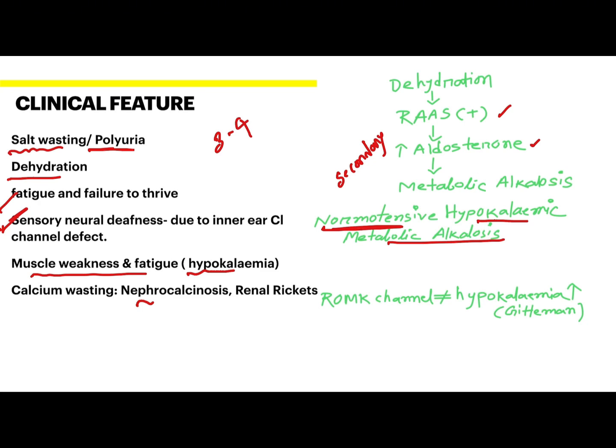In Bartter syndrome, the hypokalemia is much more than in Gitelman syndrome because there is a defect in the ROMK channel. So hypokalemia occurs in Bartter syndrome due to two reasons. One is secondary hyperaldosteronism and the other is ROMK channel defect. That's why the severity of hypokalemia is more than in Gitelman syndrome.